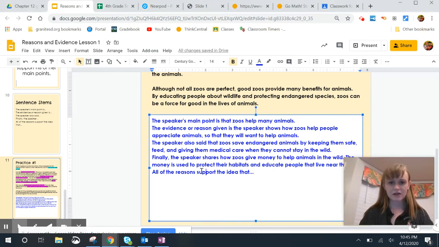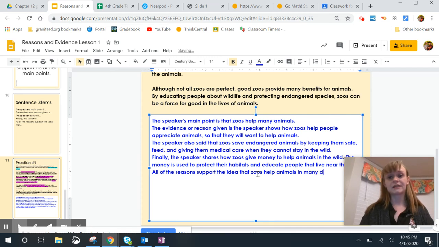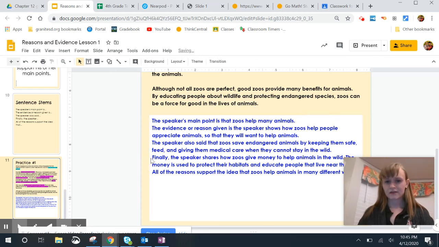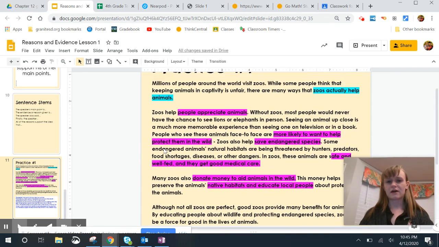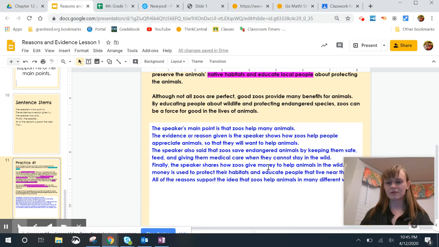Last but not least, all of these reasons support that. This is where I summarize in my own words what all these points mean. So all the reasons support the idea that zoos help animals in many different ways. Okay, and that is how I went through, found the author's main point, found their evidence and reasons, and then I wrote it again in my own words to show I understood. And that is how we use reasons and evidence.